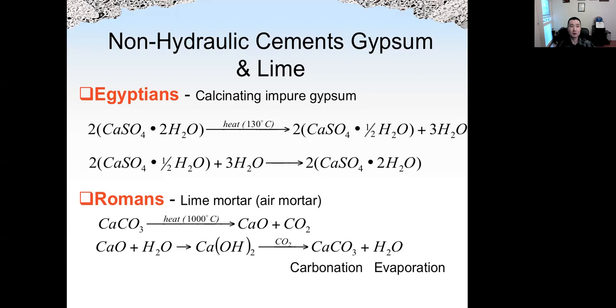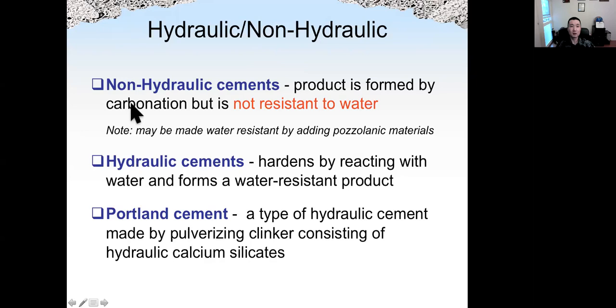Both of these 2 types of concrete, we call non-hydraulic cement. The reason is that the end products, the gypsum and also the limestone, are not insoluble in water, so over time they can dissolve. Non-hydraulic cement, such as these 2 concrete we just discussed, is formed by carbonation, but is not totally resistant to water. But sometimes they can be made water resistant by adding pozzolanic materials. We'll talk about what pozzolanic materials are in a moment.